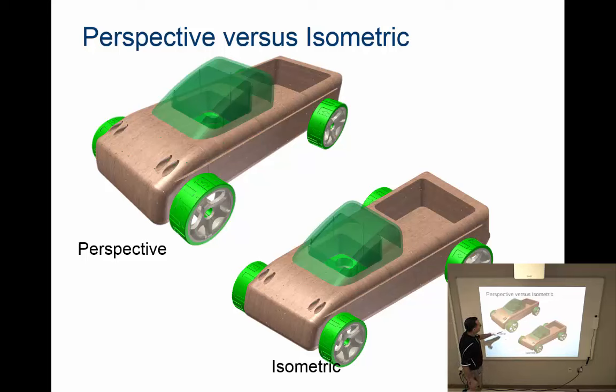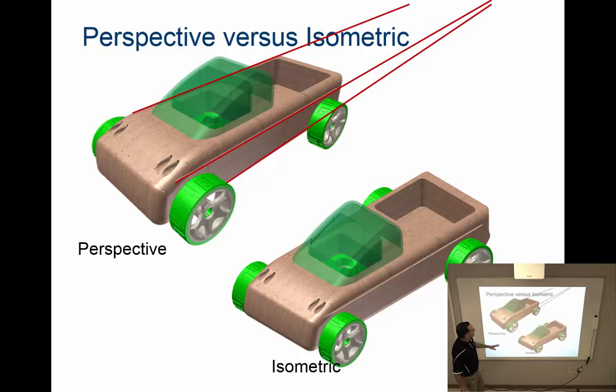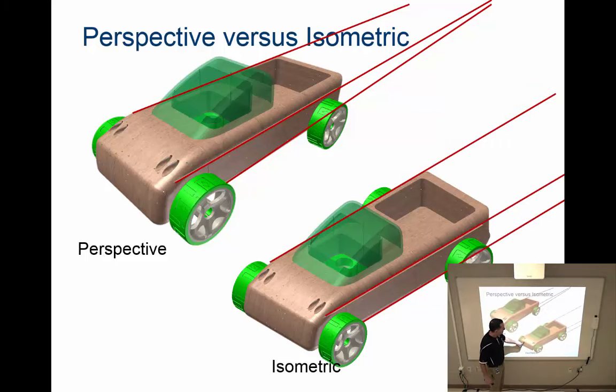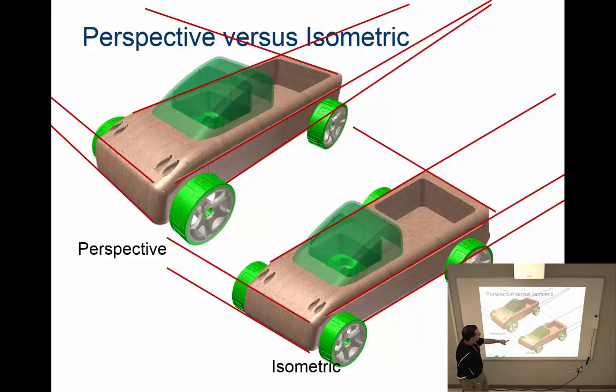If I add lines to the edges of this object, I notice that in my perspective, these lines are getting closer and closer together, like they're converging on a vanishing point, as compared to my isometric, where the lines stay parallel. Same with these other lines, like they're going to a vanishing point as opposed to staying parallel. Okay, so to identify the difference between perspective and isometric has to do with whether or not our lines are going to trail off to a vanishing point.